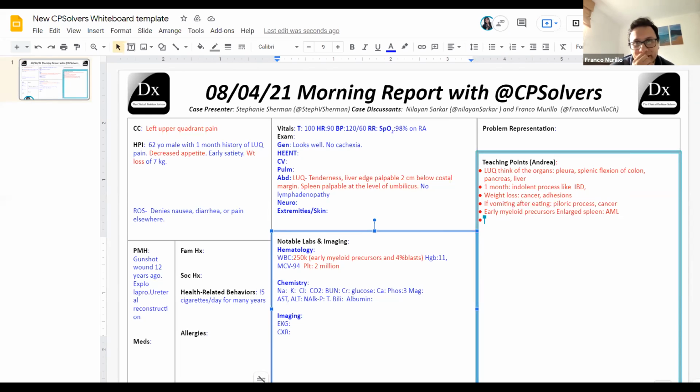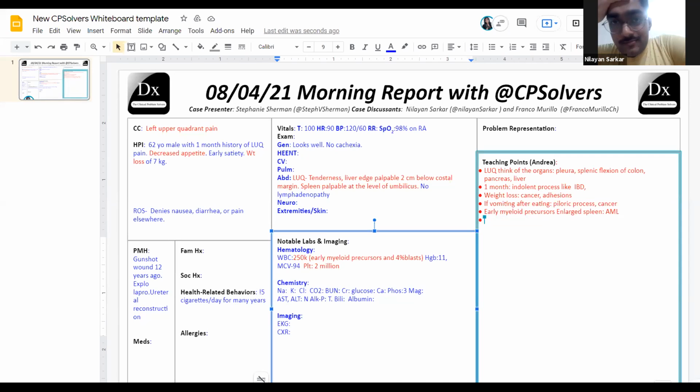Awesome, good stuff, Franco. Yeah, totally agree. Nilayan, if you had to guess just based on the differential, let's dig a little deeper into the possibilities of specific hematologic neoplasms. What do you think is most likely based on this CBC differential?